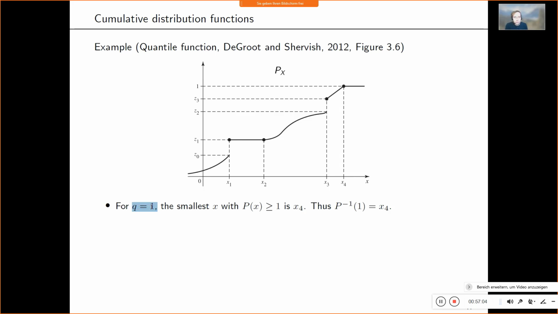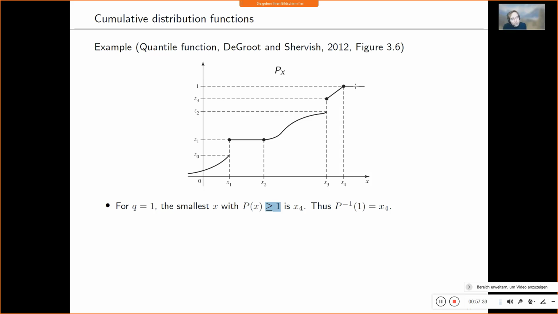So if we assume that q is 1, then the smallest x such that the CDF of x is larger or equal to 1 is x4. So what you have to do to figure that out is, okay, you set a value here. That's not the quantile function. This is just the CDF. So you start here. So you say q is 1. Okay. And then you go to the smallest value such that the CDF is larger or equal to 1.